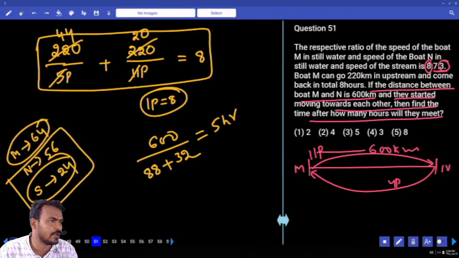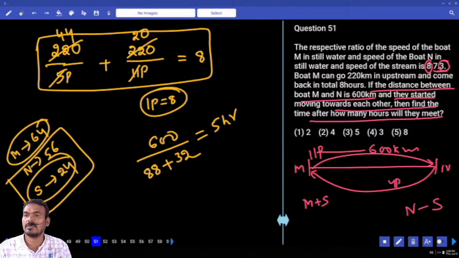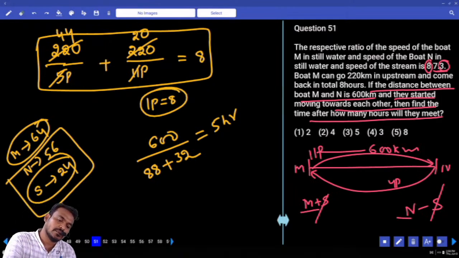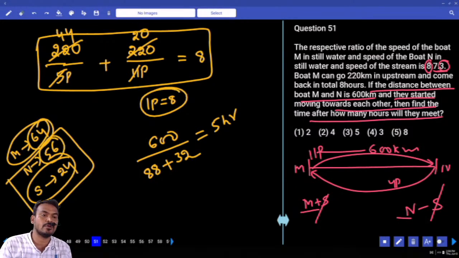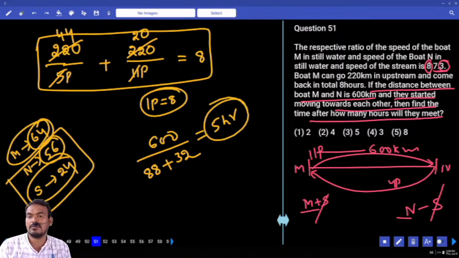What is the relative speed in opposite direction? 15 parts. Or M plus S, another one N minus S. These two speeds are adding, S gets cancelled. What is the remaining value? M plus N or M minus N? M plus N. What is M plus N? 64 plus 56, how much? 120. Then 600 by 120 means how many hours? 5 hours.